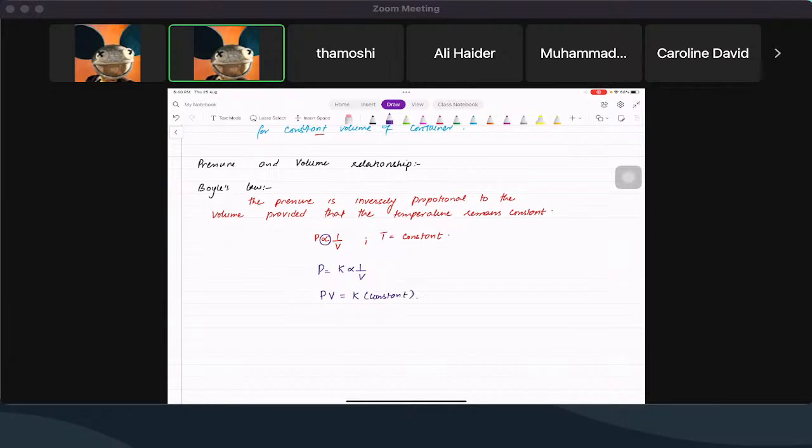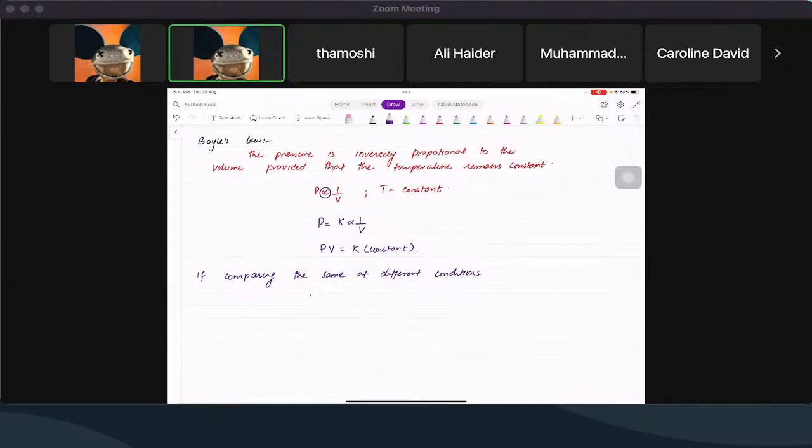So, if comparing the same gas at different conditions, when the pressure changes or the volume changes, you can write that P1 V1, this is the first condition, equals P2 V2, because the constant will stay the same. So ultimately we get an equation which is P1 V1 equals P2 V2. Is it clear, everybody?